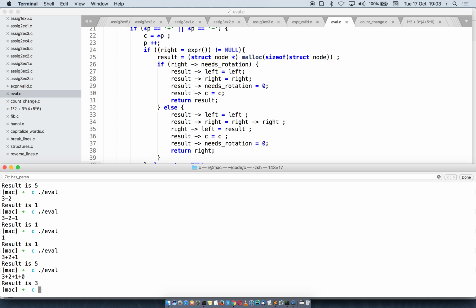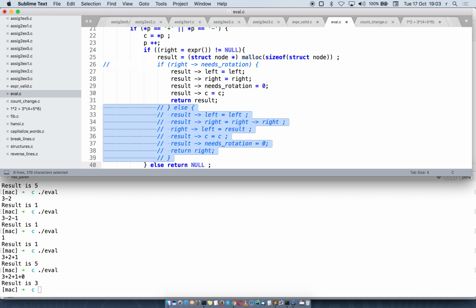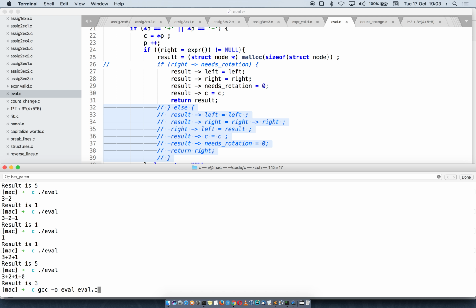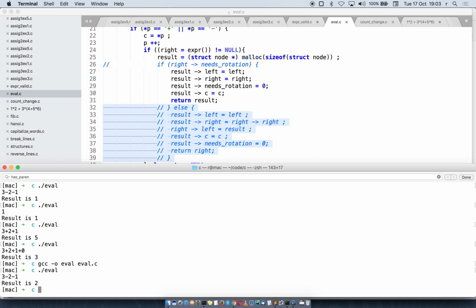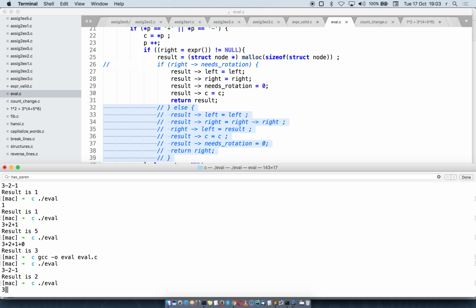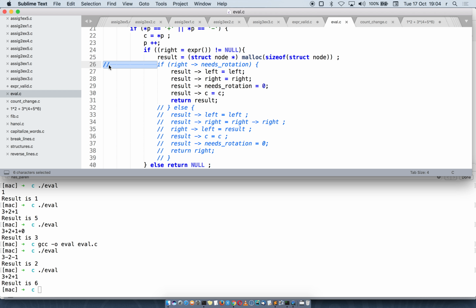So there's something wrong with the rotation. Again, which means that there must be something wrong with the division as well. So if I take this out again, dot is 2, but 3 plus 2 plus 1, I get 6. And then there's something wrong with the rotation.